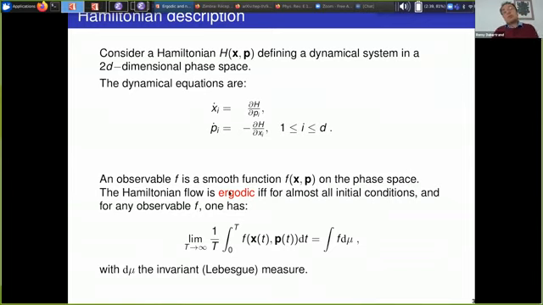Then the Hamiltonian flow, or this time evolution, is ergodic if for almost all initial conditions and for any observable f, the time average on the left in the long time limit coincides with the phase space average on the right, where mu is some invariant measure under the flow.